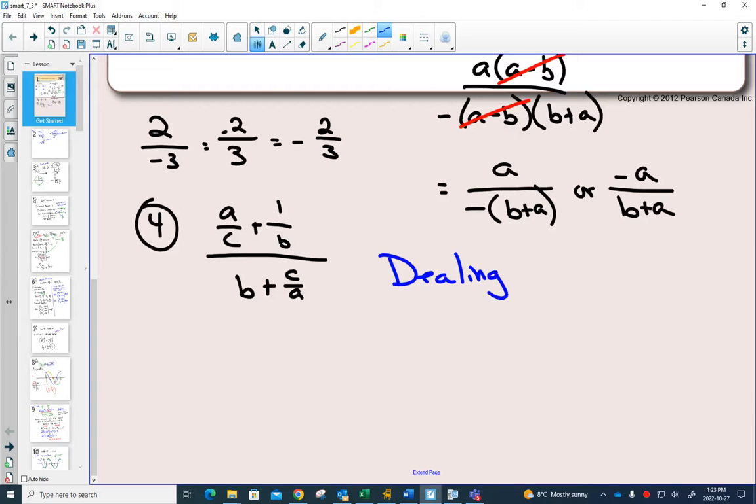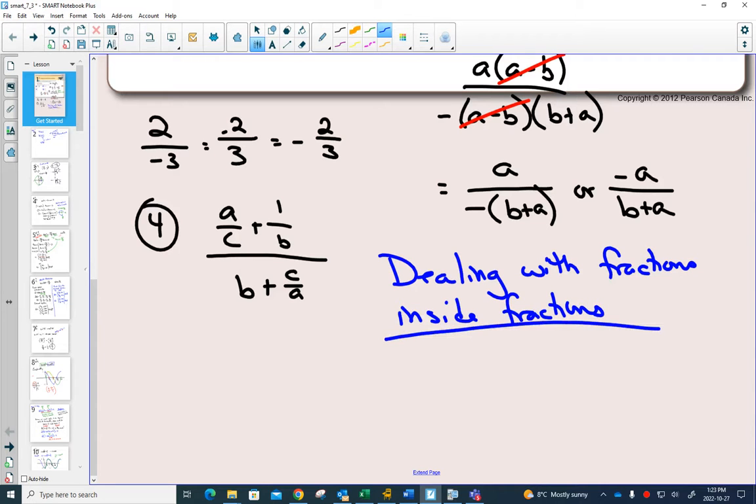Make a little note here, because this will become a very important strategy when we're dealing with the problems we have to do in this unit. Dealing with fractions. This is the title: dealing with fractions inside fractions. This question has a lot of fractions inside of another fraction.